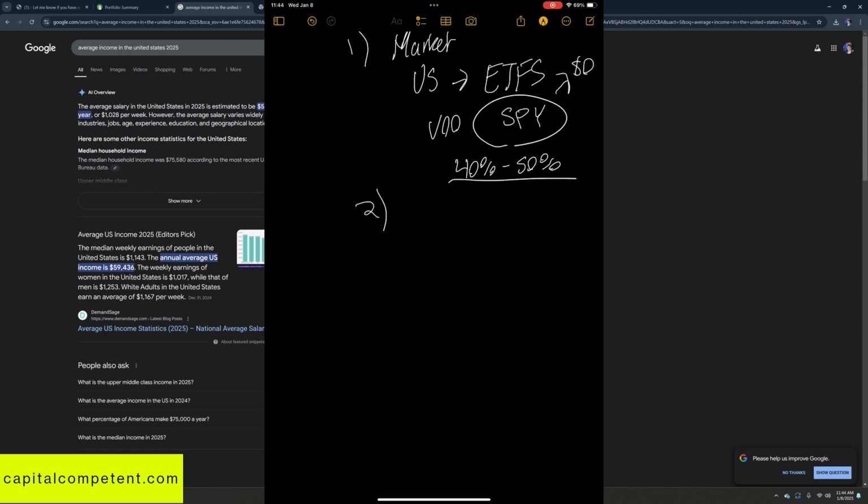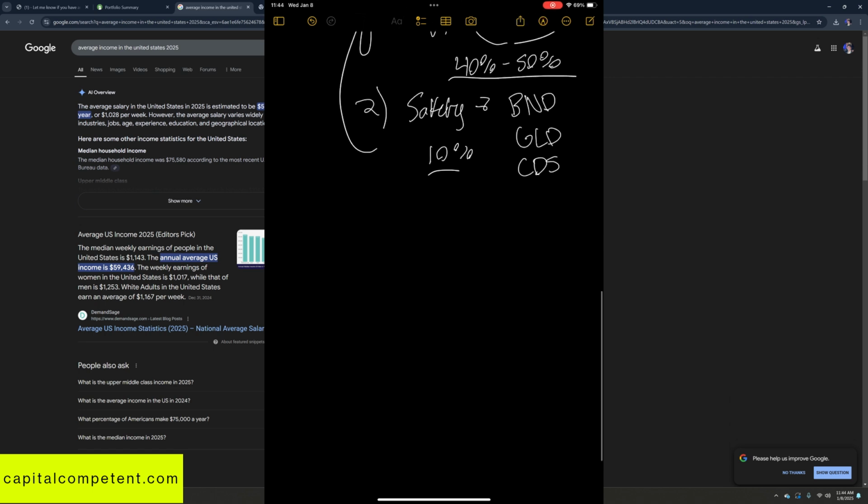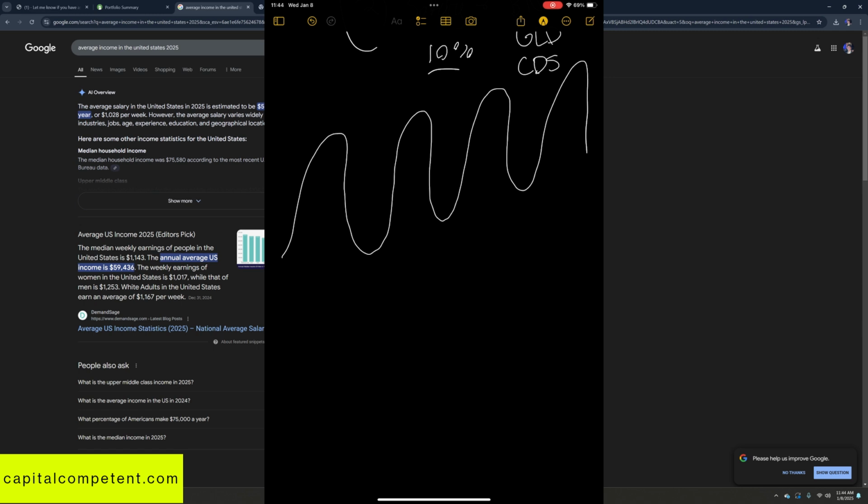Number two, we're going to have a safety. Okay, this is going to be like bonds, gold, right? CDs, and we're only going to put about 10% into this. This is to help with fluctuations from this. Okay, when you're investing in the market, it's going to go up and down, right? The US has a boom and bust cycle, right? It's a credit cycle, right? We've got long booms and busts. We got huge growth and expansion and then huge contraction, right?